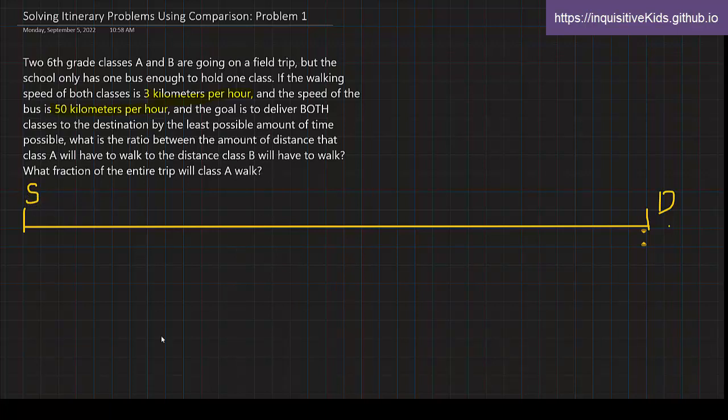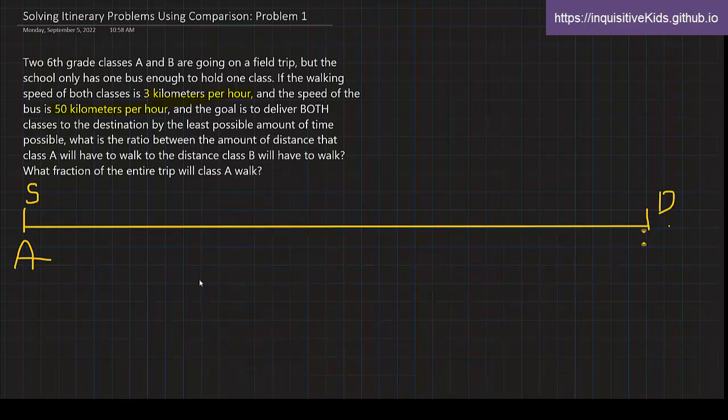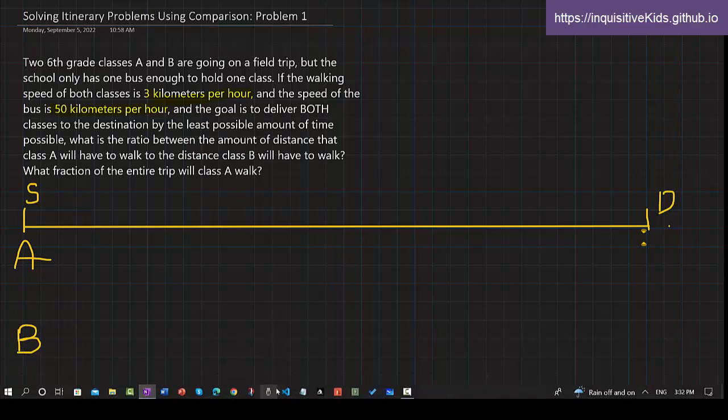Now we have to record A and B. So I'm first going to write class A over here. This entire space is where I can record how it moves, and class B will be a few rows down, so I also have enough space for that. Alright, so let's get started. I am going to use this for walking and straight lines for bus.